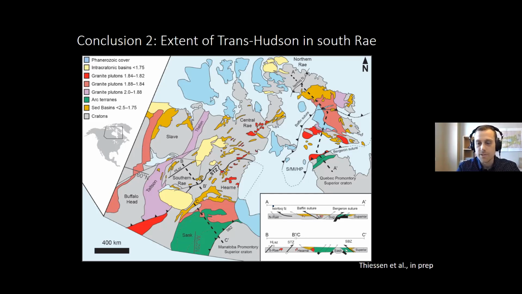But hopefully today I've been able to show you how that complex overprinting is a result of all the prior orogenic events. Anyway, that's the end of the talk for now, and thanks for sticking around and listening. I'm happy to field any questions.